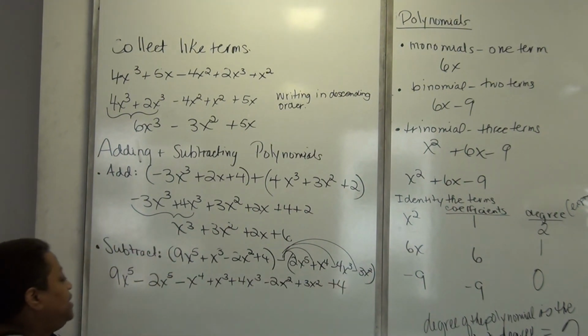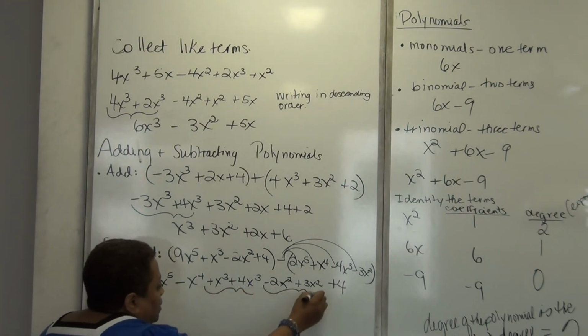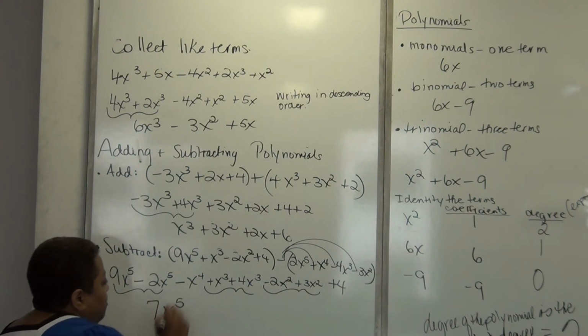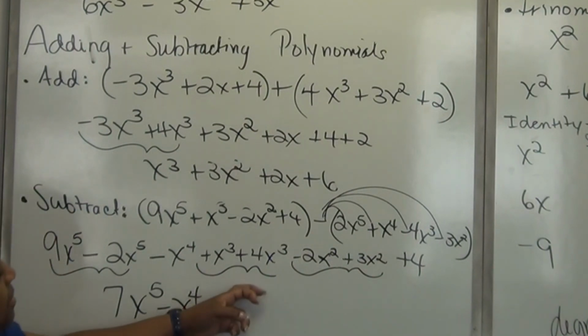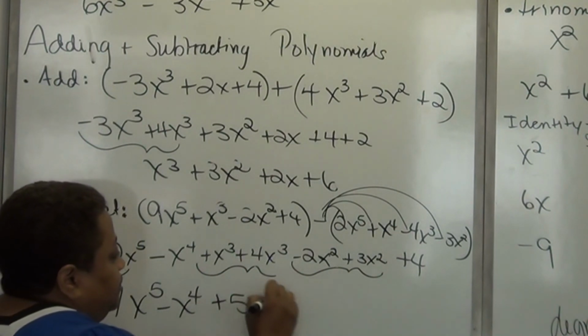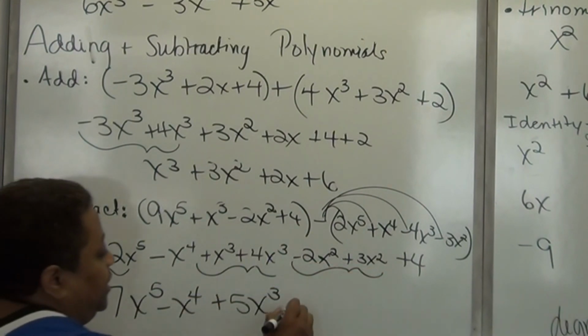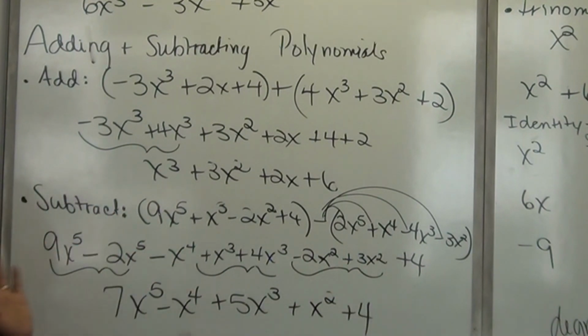Okay. Now, let's combine our like terms. So we can combine this, this, this. So when we combine this, we get what? 9 minus 2 is 7. X to the 5th. Bring down your minus x to the 4th. Then we combine this. 1 plus 4 is 5. Then we have minus 2 plus 3. That's just 1. Then plus 4. So now, that's it.